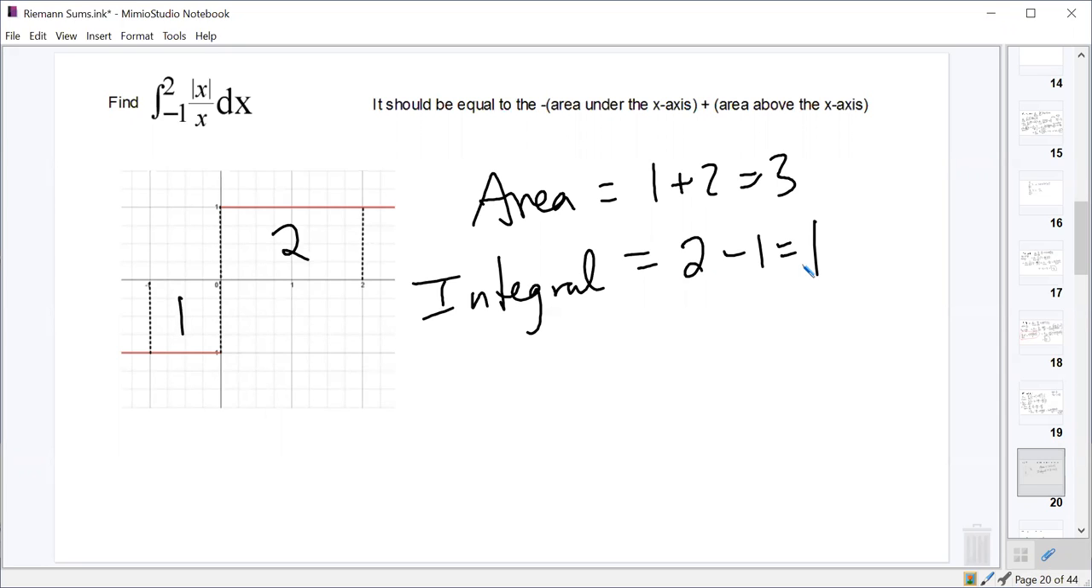So hopefully you all remember that area under the curve is always going to be a positive value, and that when we talk about the integral, above is positive and below is negative. Everybody good with that?